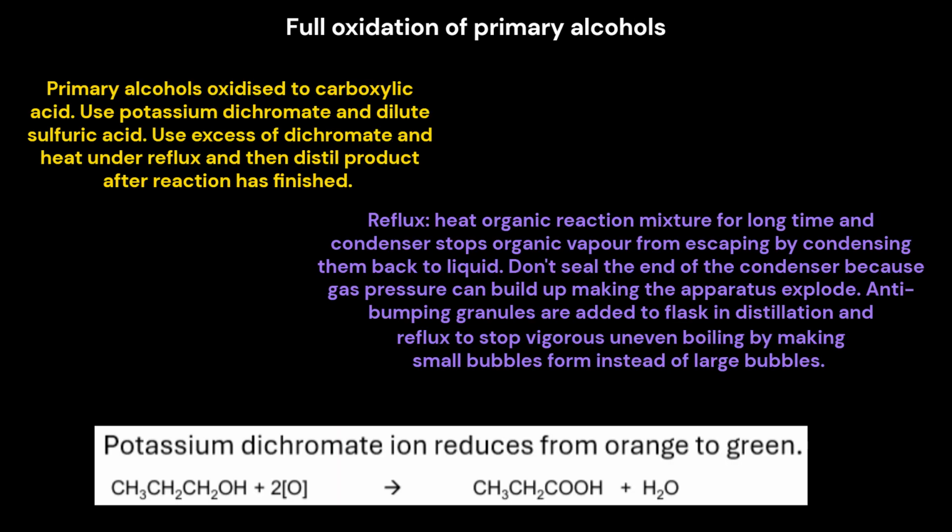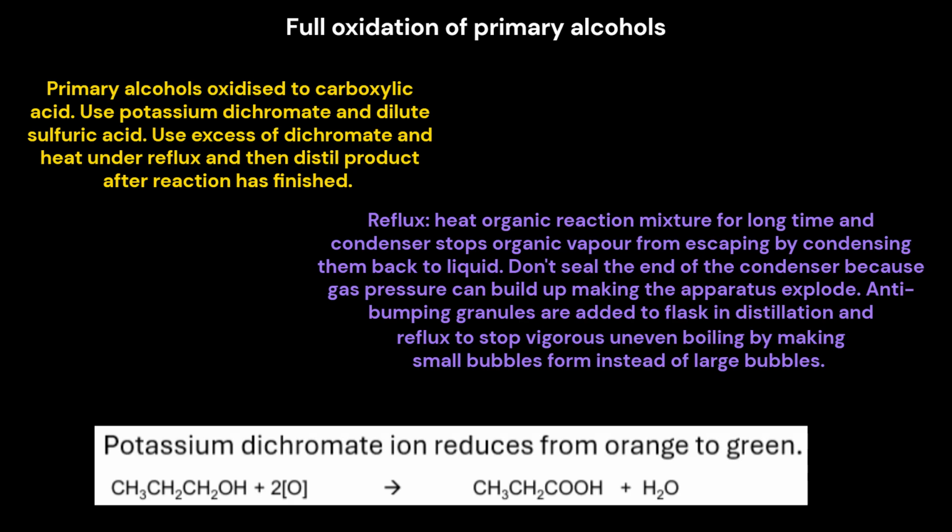Full oxidation of primary alcohols. Primary alcohols are oxidized to carboxylic acids. Use potassium dichromate and dilute sulfuric acid. Use an excess of dichromate and heat under reflux, and then distill the product after the reaction has finished. The dichromate ion reduces from orange to green.